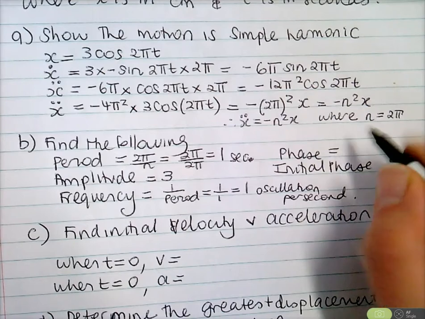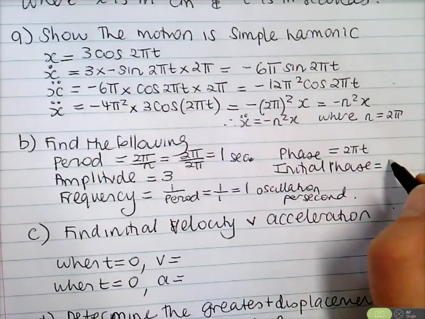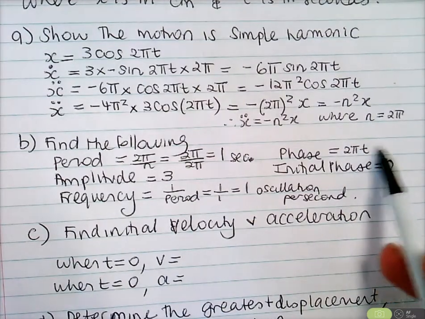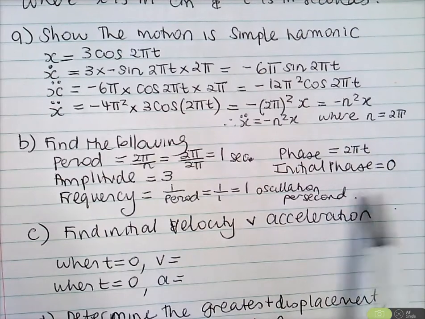Sorry, no. Sorry, it is 2 pi t, good. But the initial phase is 0, because there's no plus alpha. So the phase is 2 pi t, the initial phase is 0. Sorry, I should have spaced this out a bit more.